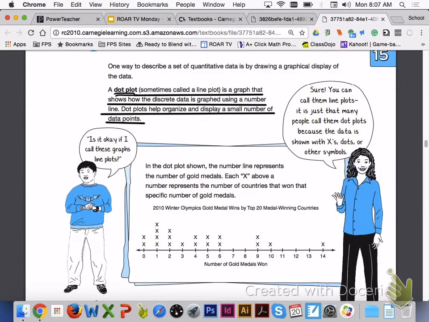One way to describe a set of quantitative data is by drawing a graphical display of the data. A dot plot, sometimes called a line plot, is a graph that shows how the discrete data is graphed using a number line. Dot plots help organize and display a small number of data points. In the dot plot shown, the number line represents the number of gold medals. Each X above a number represents the number of countries that won that specific number of gold medals.